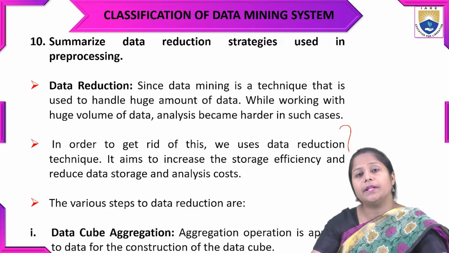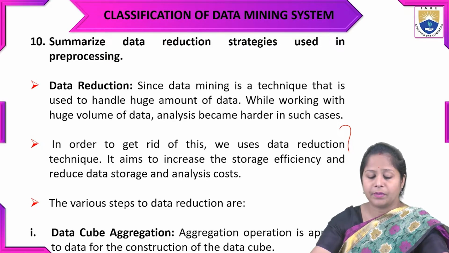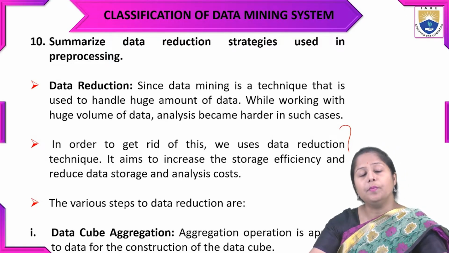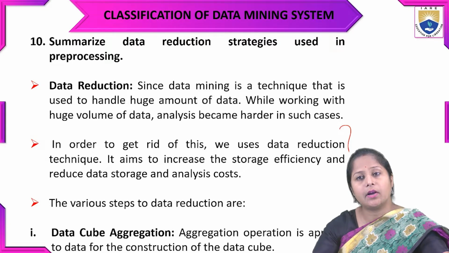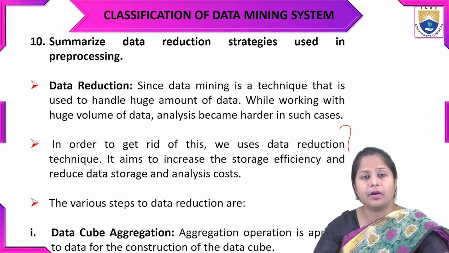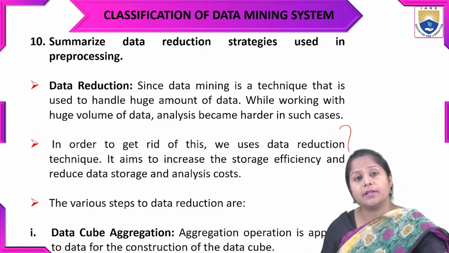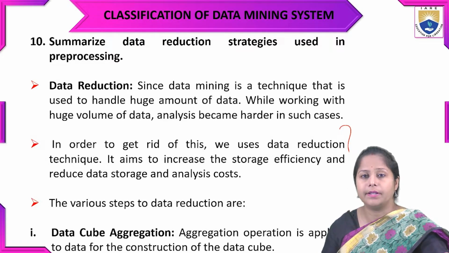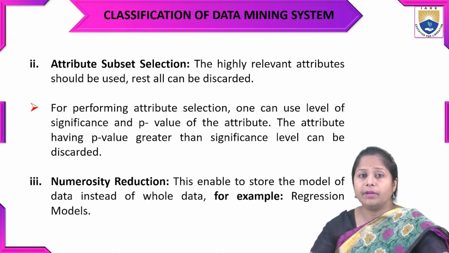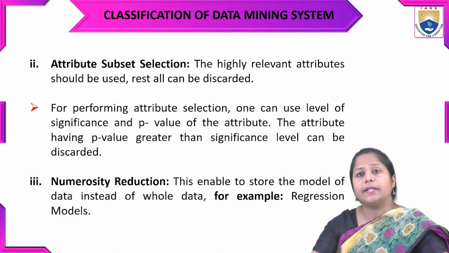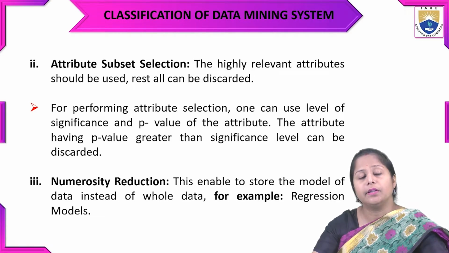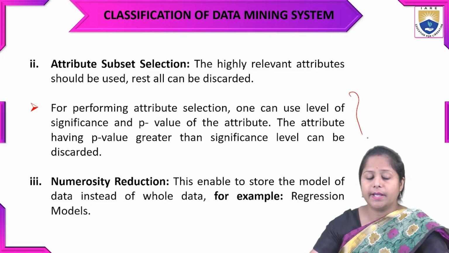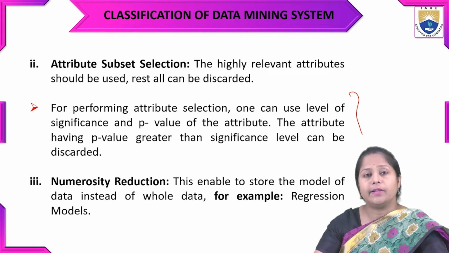The various strategies for data reduction are as follows. The first step is data cube aggregation. Here the aggregation operation is applied for the construction of a data cube, combining the sum of the dimensions in one dimension. Second is attribute subset selection. In that, the highly relevant attributes will be used together, and the rest will be discarded. For performing the attribute selection, one can use the level of significance and the p-value of the attribute.